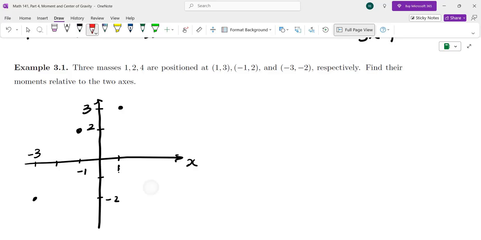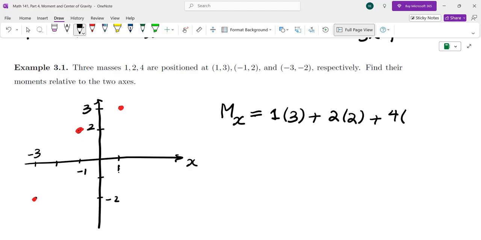So we want to find out the total moment of these three relative to the x-axis. So the moment relative to the x-axis would be mass, which is 1, times the distance. The distance is the y-coordinate, 3, plus 2 times distance to the x-axis again, so that's also 2, plus 4 times distance to the x-axis, that's the y-coordinate, which is -2. So note that moment can be negative as well as positive. So that's 3 plus 4 minus 8, which is -1.